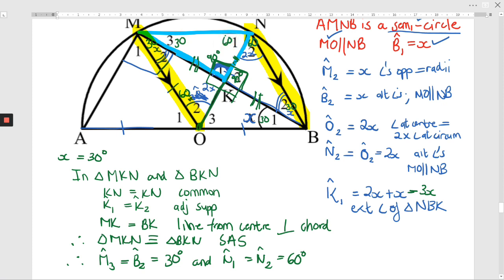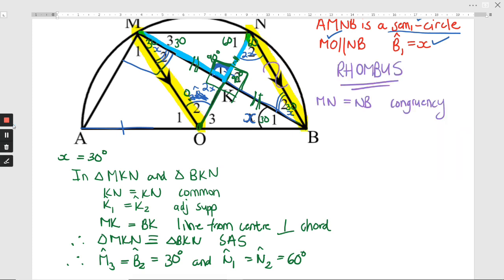Because I know what's coming now, it's this rhombus thing. Okay, so what are the properties of a rhombus? So I'm going to start with the fact that MN equals NB, and that's the congruency that I've just proven. So I've got those sides are equal to each other, and I've also got MO and OB because of radii. So I've got two pairs of those sides that are the same. Now I just need to prove that they're equal to each other, and then I've got all sides are equal. And I'm going to get that from the fact that my 2x here is 60, and my N1 is also 60.